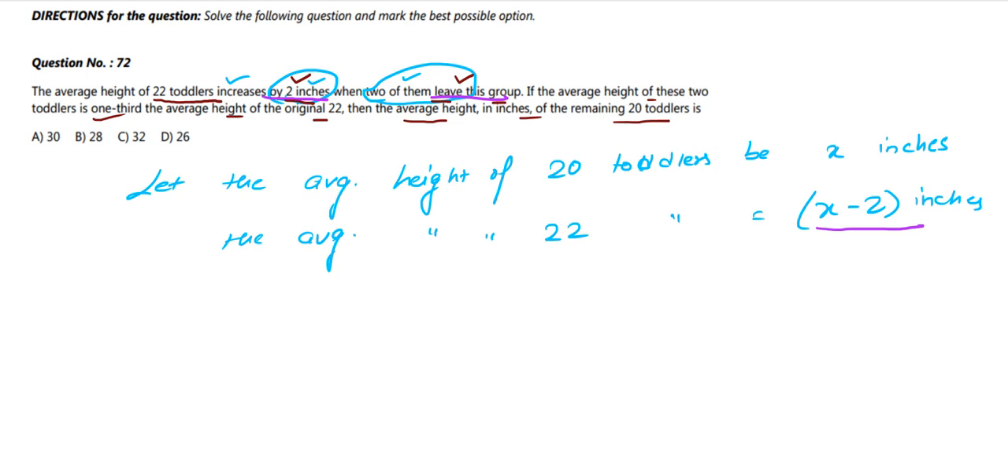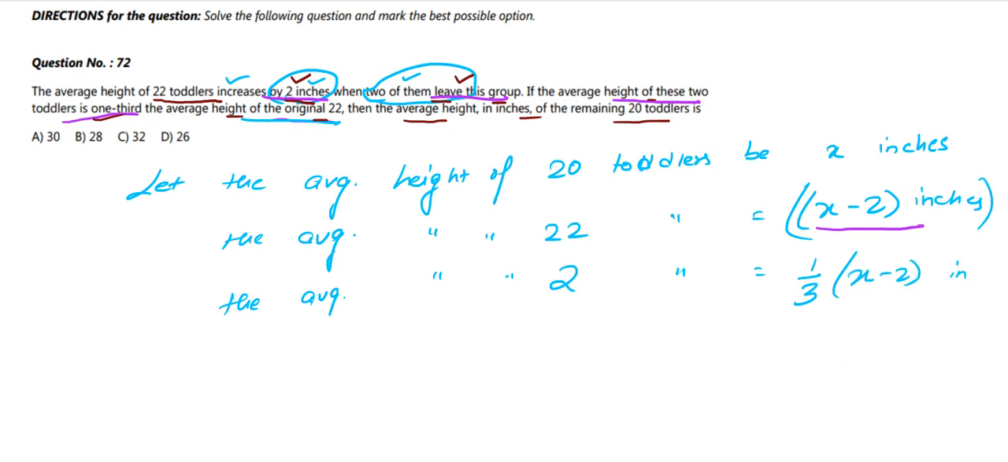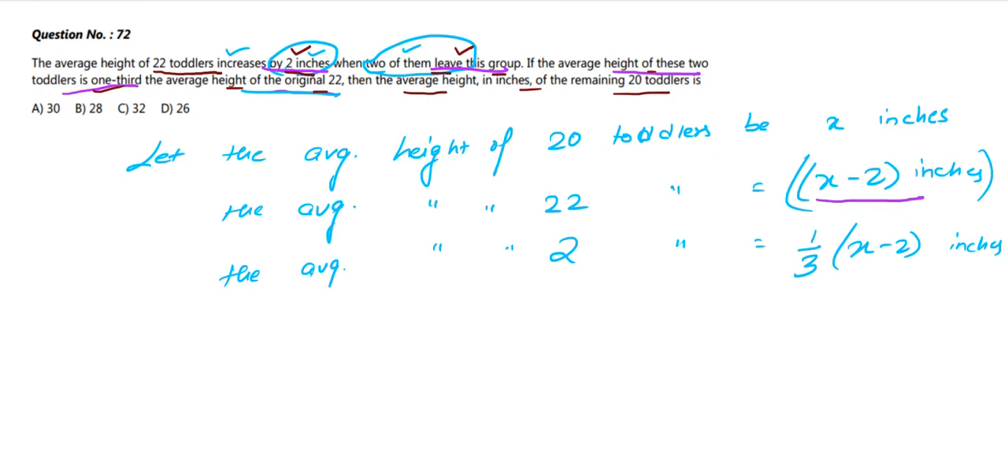Now the average height of these two toddlers is 1/3 of the average height of the total 22. So the average height of the two toddlers will be 1/3 of the average height of 22, and the average height of 22 is x minus 2 inches. So we have got all the heights. Now let's solve this.